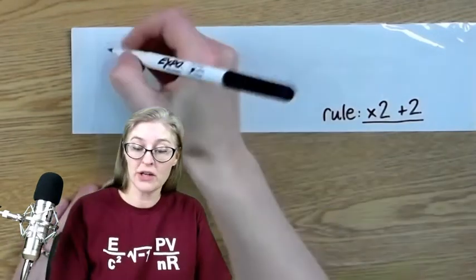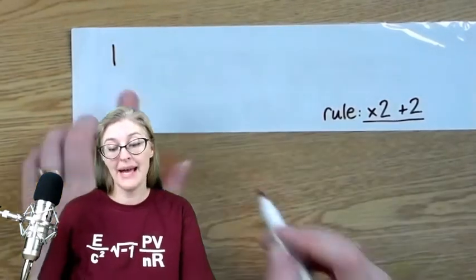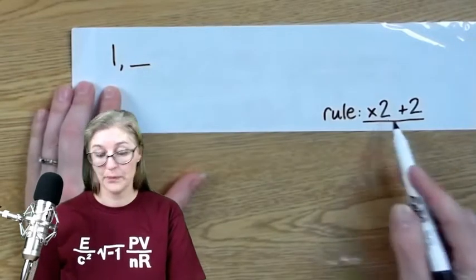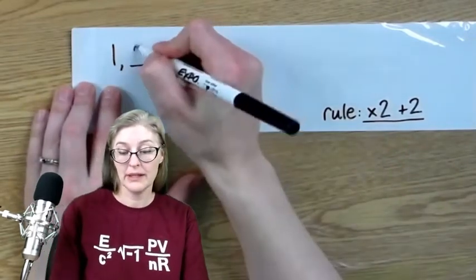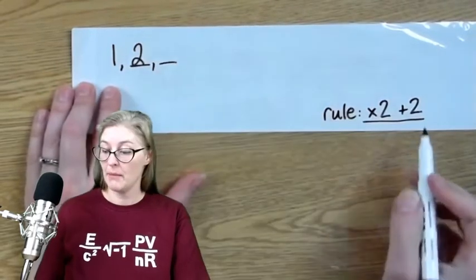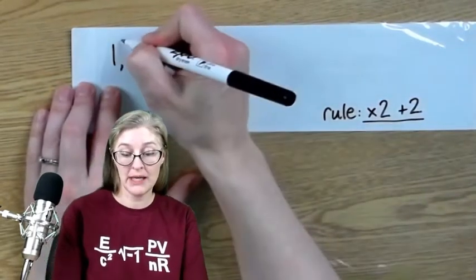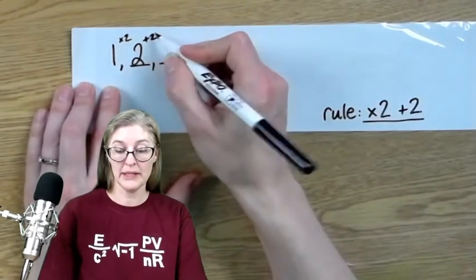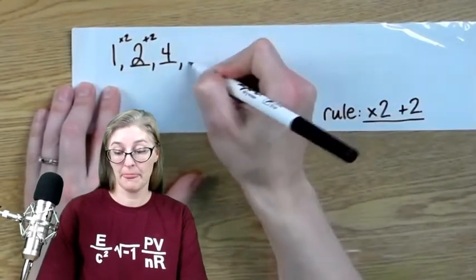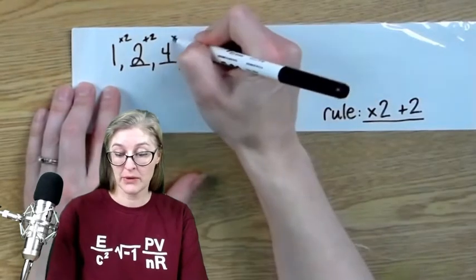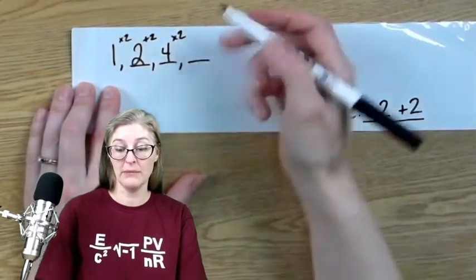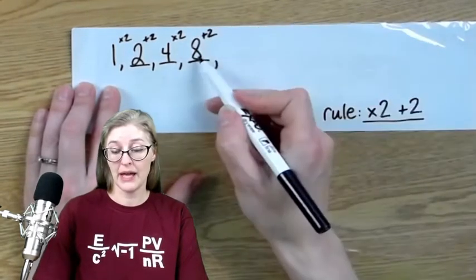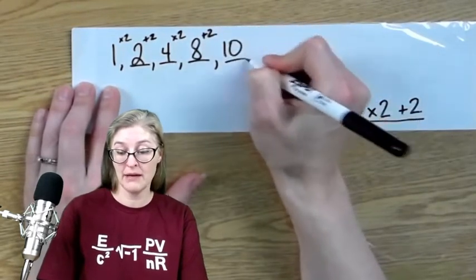So if I start at 1, my next term is going to be times 2. 1 times 2 is 2. My next term is going to be plus 2. 2 plus 2 is 4. Then my next term is going to be times 2. 4 times 2 is 8. Then I have plus 2. 8 plus 2 is 10.